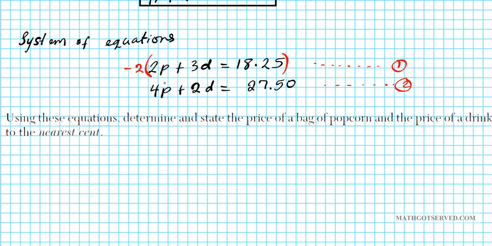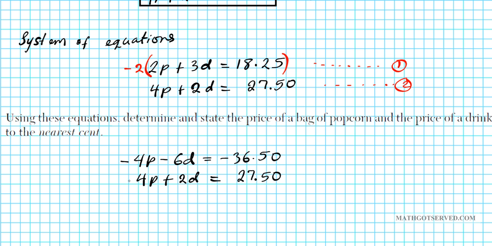-2 because I want the coefficient of P in equation 1 to be the opposite of the coefficient of P in equation 2. So when I combine these two linearly, they cancel out and I can figure out what D is. So please do not forget to distribute this -2 to all the terms in equation number 1. And when we carry out that distribution, we're going to have -4P minus 6D is equal to -36.50. Bring down equation 2, 4P plus 2D equals 27.50.